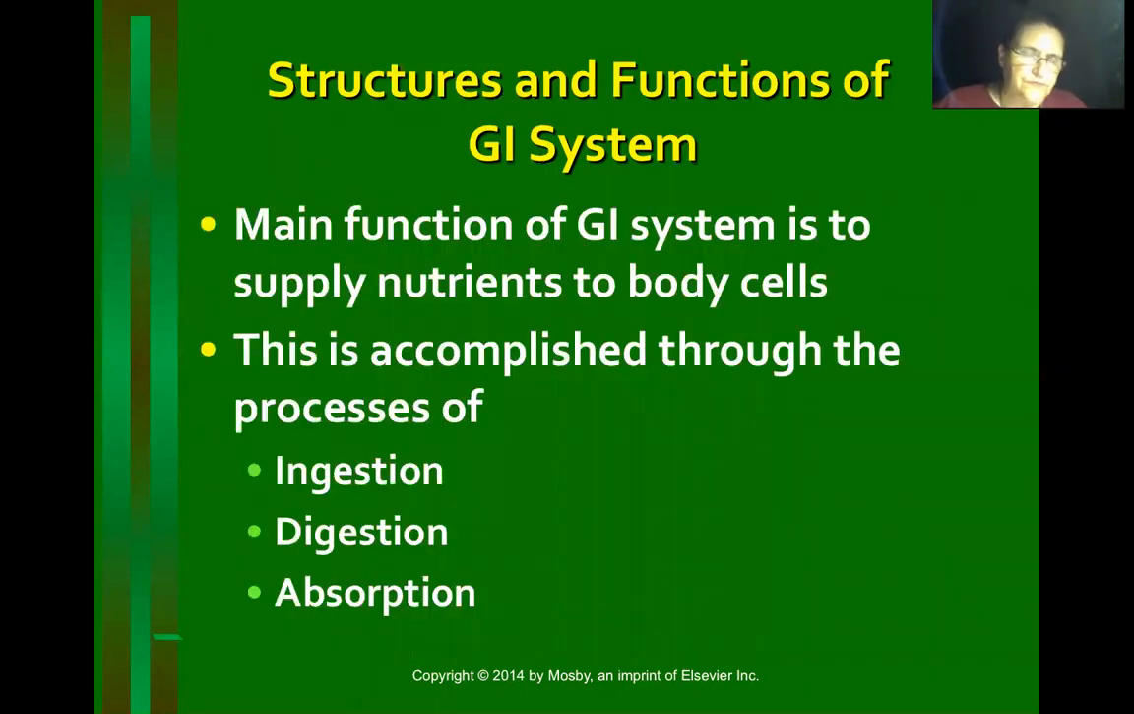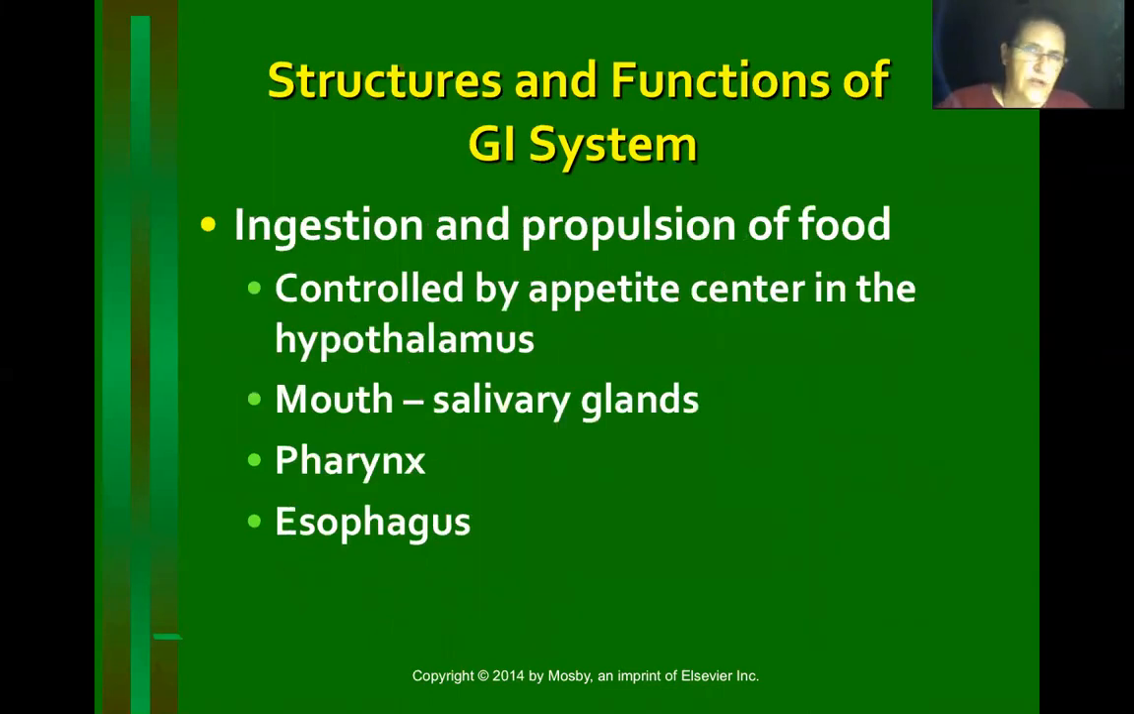Okay, so the main function of the GI system is to supply nutrients to body cells, and this is accomplished through the processes of ingestion, digestion, and absorption. So ingestion and propulsion of food is controlled by appetite, and that's the appetite center of the hypothalamus, through the mouth, the salivary glands, the pharynx, and the esophagus.